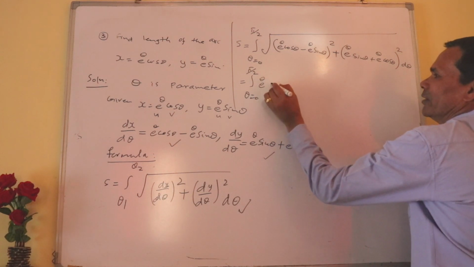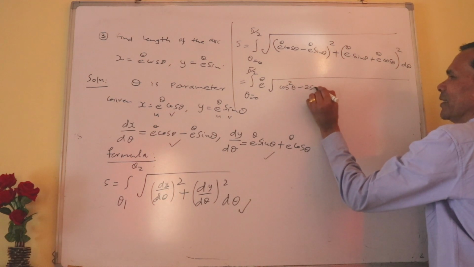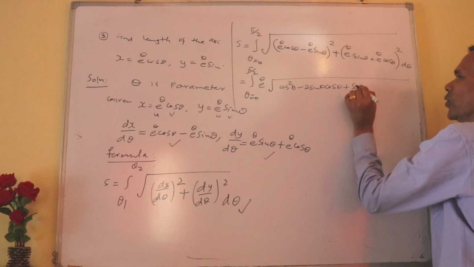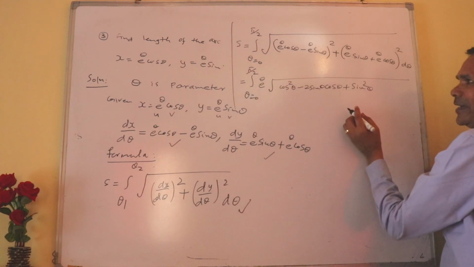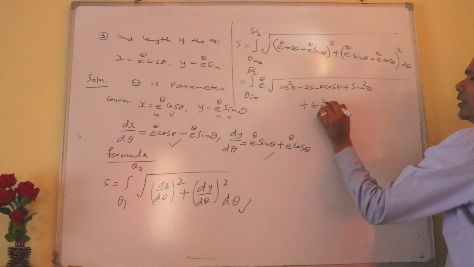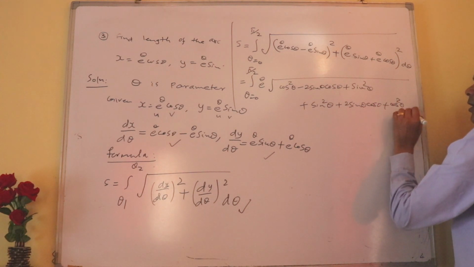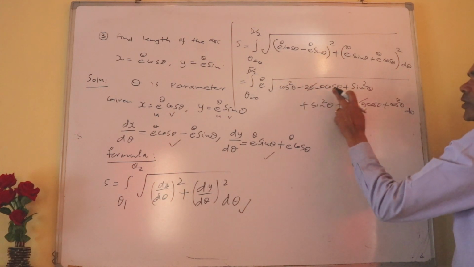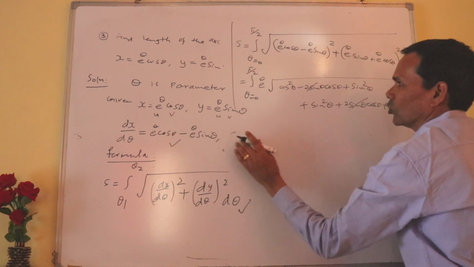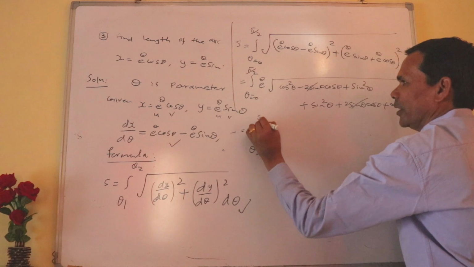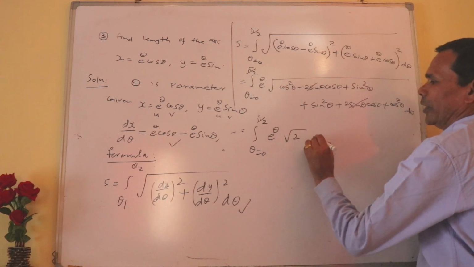So e raised to theta outside, root of, opening this, cos square theta minus 2 times sin theta cos theta plus sin square theta. Now the second bracket, e raised to theta is already taken out. Square means e raised to 2 times theta outside the root, plus sin square theta plus 2 times sin theta cos theta plus cos square theta into d theta. Now this gets cancelled and what is left is cos square theta plus sin square theta, which is 1, and sin square theta plus cos square theta, which is 1. Under the radical sign, 1 plus 1 is 2. So you are getting the integral from theta 0 to pi by 2 of e raised to theta, and here it is root 2 into d theta.